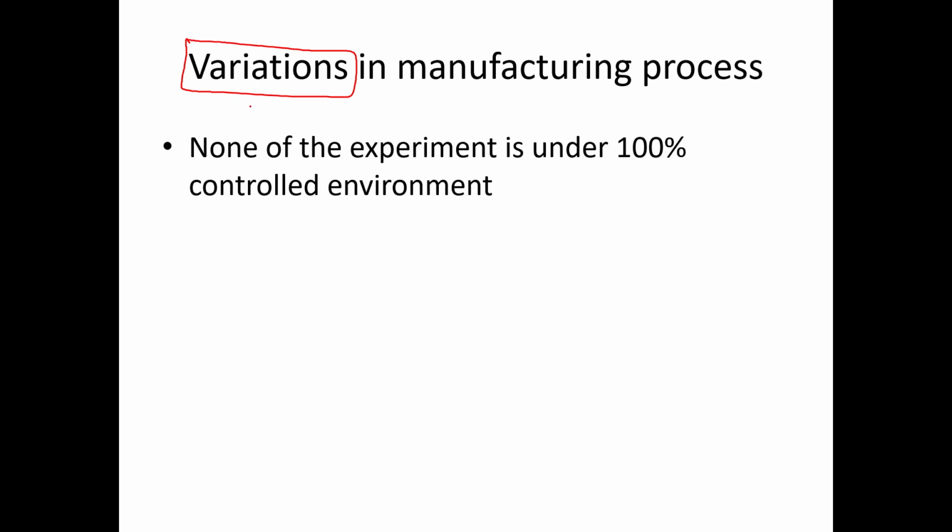Why do we talk about this? Because in manufacturing processes we are never 100% accurate. So we have variations in the process. As it says, none of the experiments or none of the manufacturing processes is under a 100% controlled environment. So since it is not under a 100% controlled environment, we will have errors.